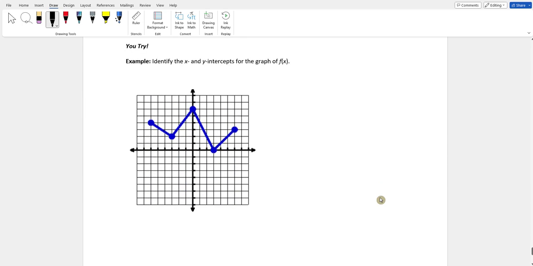I have a U-try problem here. I'll go ahead and write out the answers for you. The x-intercept will be at the point 3, 0, and the y-intercept will be at the point 0, 6.